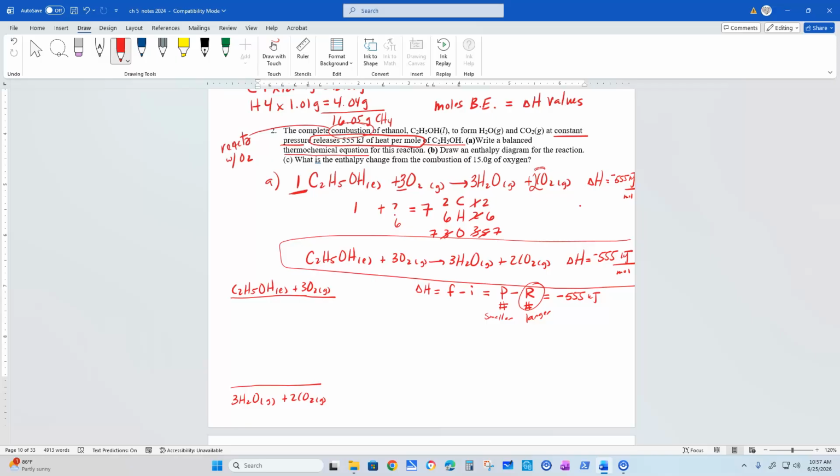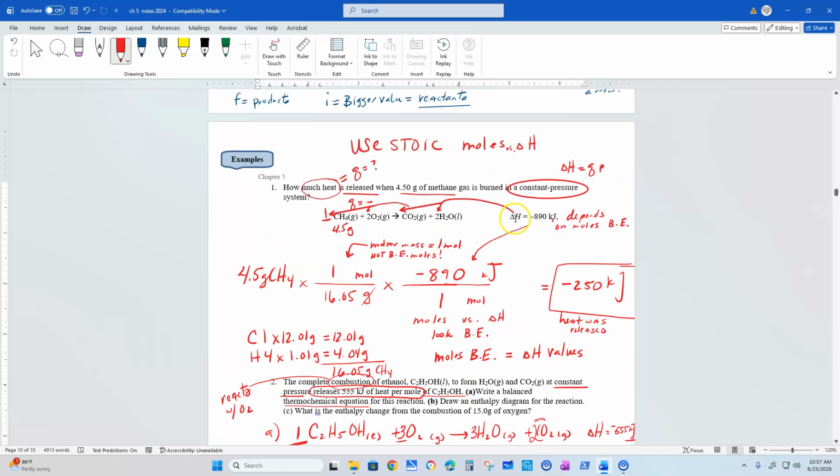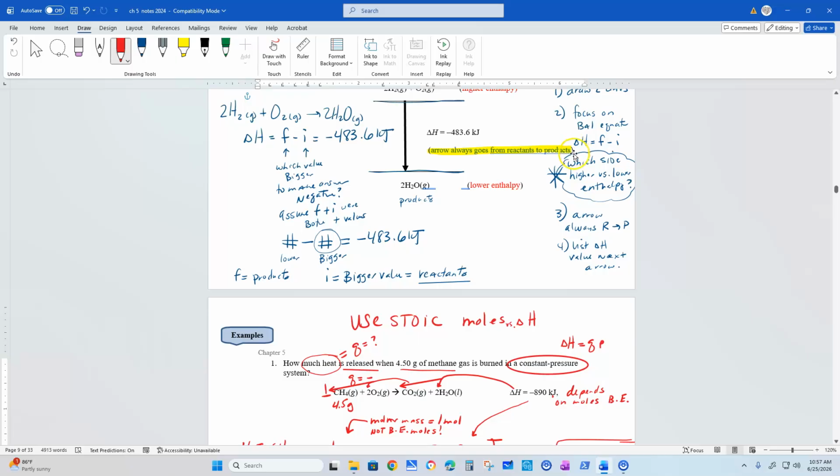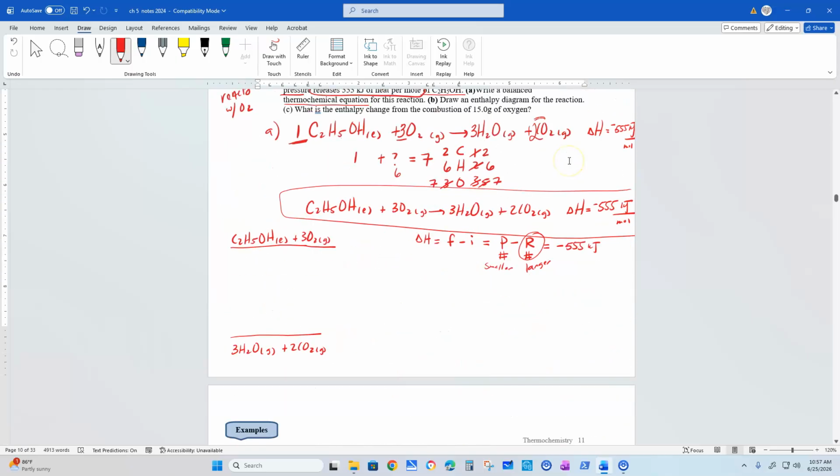My arrow always goes, as you see at the top, reactants to products. So my reactants were on top. So I'm going to draw my line going all the way down and make sure I touch it. And then I'm going to list that delta H value right next to it.